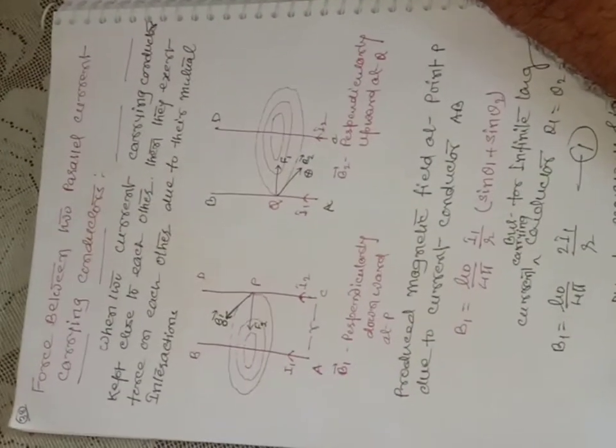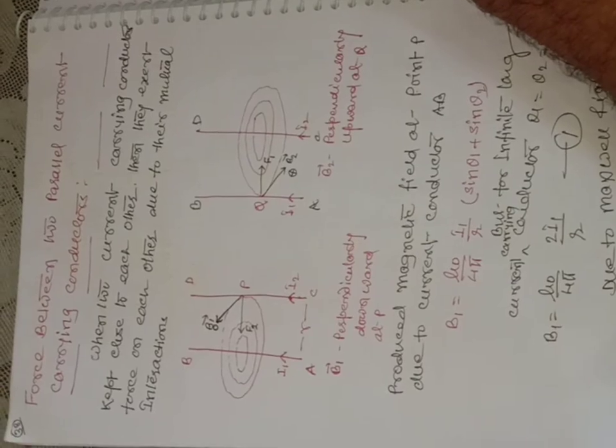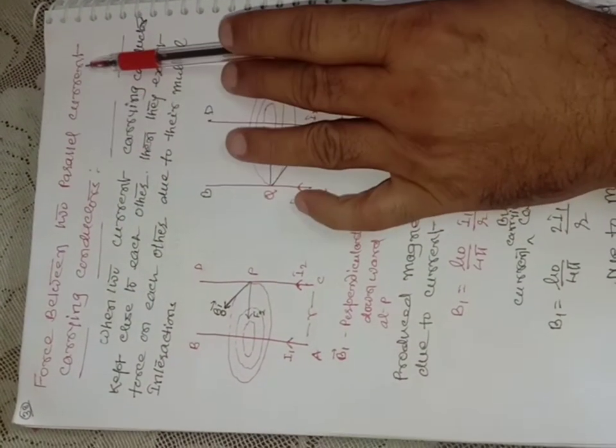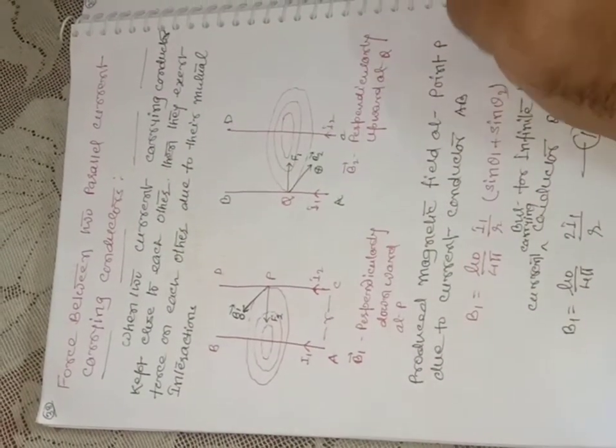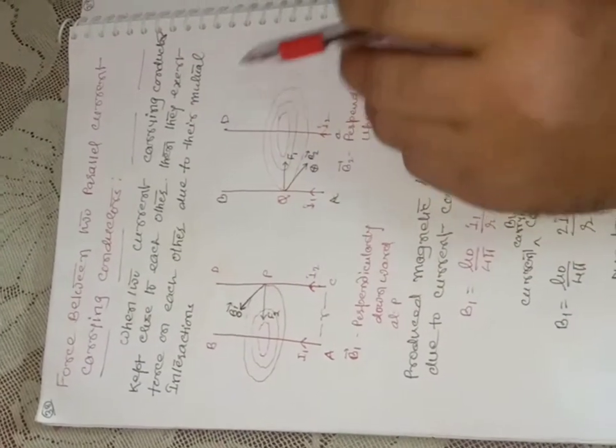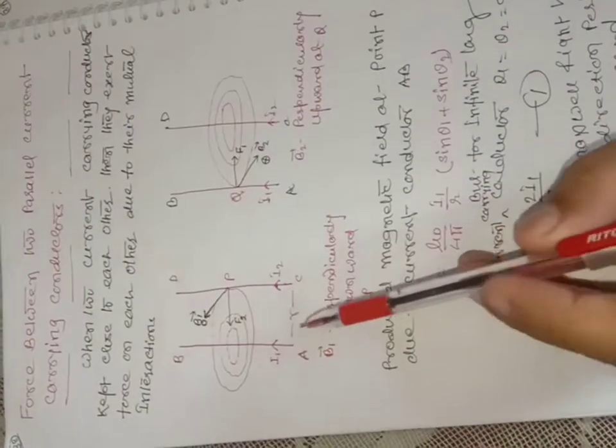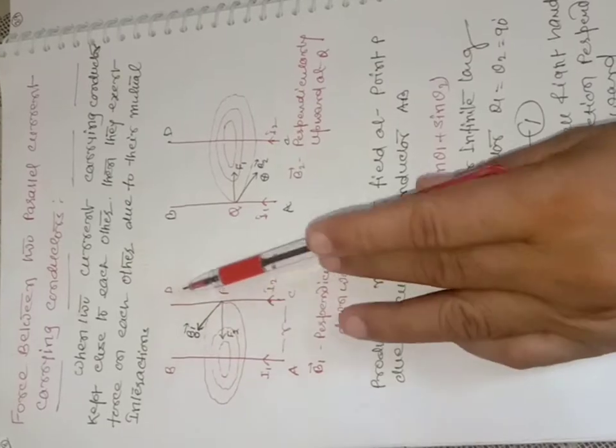This is a very important point for the class 12th annual examination: the force between two parallel current carrying conductors, and hence define 1 ampere. This is a very important question. Suppose here we have two straight conductors AB and CD.